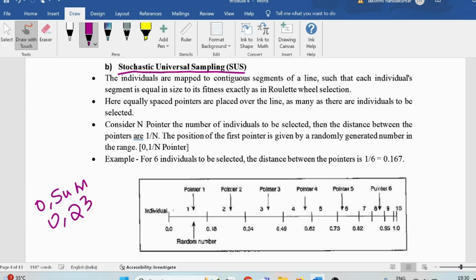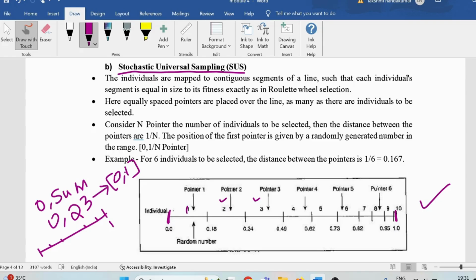So here we are going to map from 0 to 1. That is, each of the values is going to be divided by the highest value and mapped between 0 and 1. And those values are written in a straight line. As you can see over here, the values are mapped starting from 0 till 1. This is the first individual, this is the second individual, third individual, and so on. Here up to 10 individuals are shown.